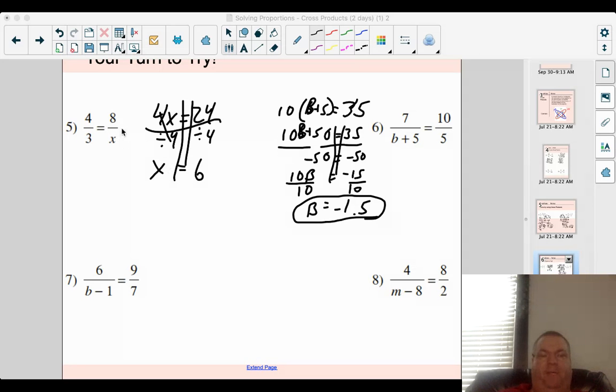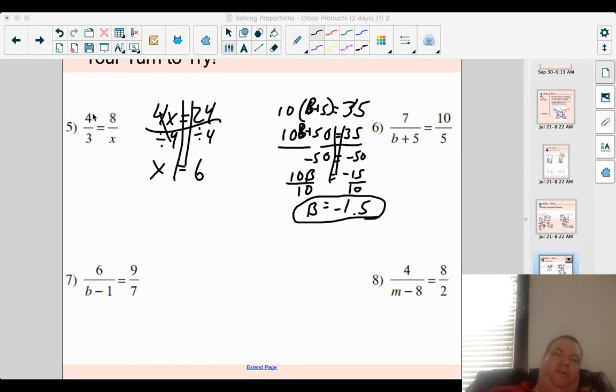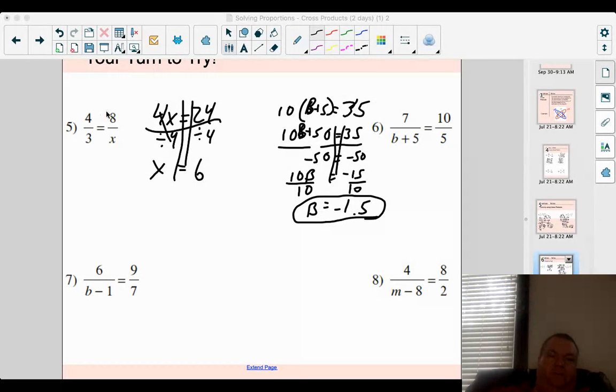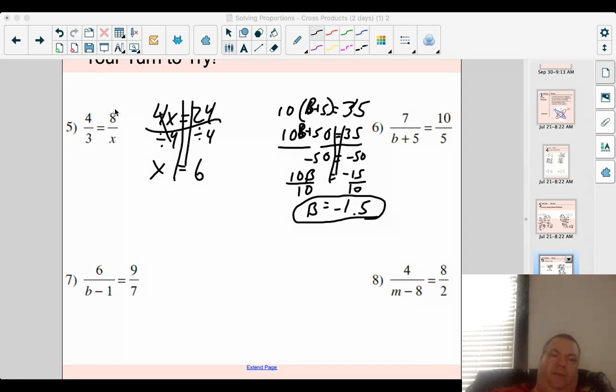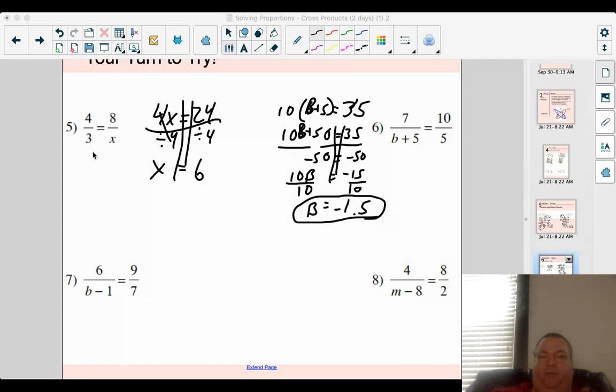One thing you might have noticed, if you're using your proportional reasoning and equal fractions ideas: if we're thinking about rewriting 4/3 as an equal fraction with 8 on top, well, to get from 4 to 8, you just multiply by 2. So 3 times 2 would give you 6. Same answer. Sometimes it can be shortcutted if you use that proportional reasoning idea. Not so much with this one.